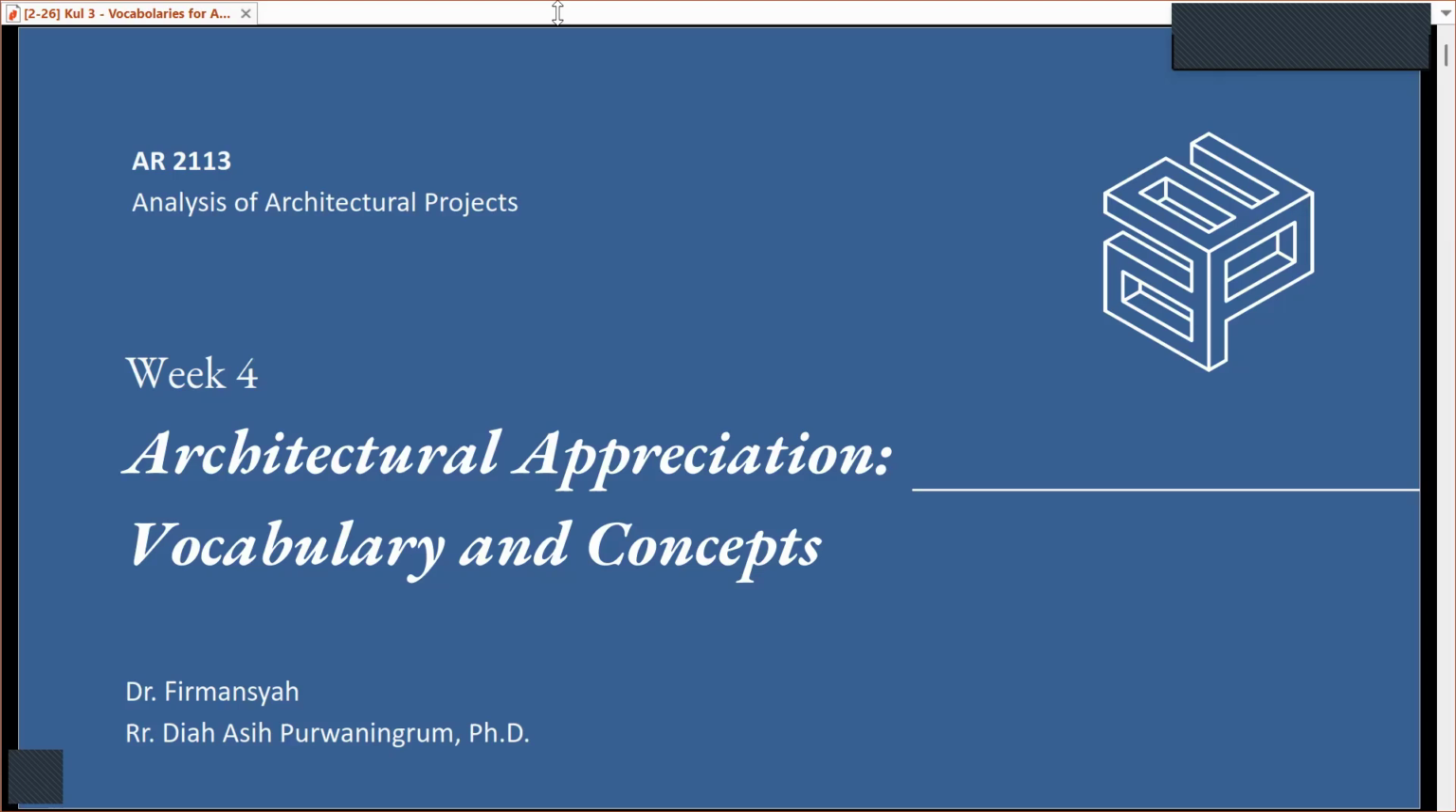Okay, now we will discuss about architectural appreciation, vocabulary, and concept. So probably this will be something that you're familiar with already, but probably it's just a reminder that there's a certain aspect in building that you can look at. And the problem with discussing architectural appreciation, this is subjective. This is actually sense-based. So for instance, I see lines in one building, but you need to kind of sense it. Can you see the line?